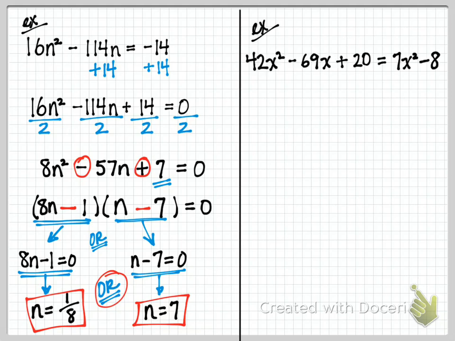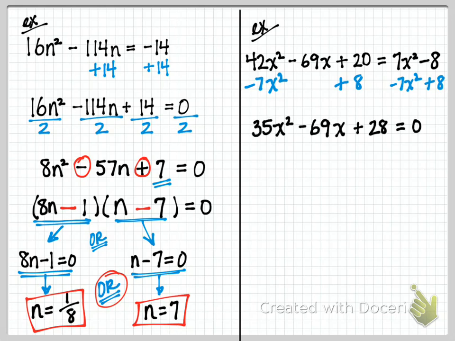Let's look at another one. Step number 1 is to get this equal to 0, and so I'm going to subtract everything that's on the right-hand side so that it equals 0. And now I'm going to look at factoring. There's nothing common. 35, 69, and 28 have no common factors. So it is already relatively prime is what we call that. They have no common factors.